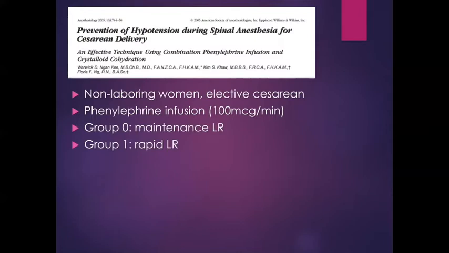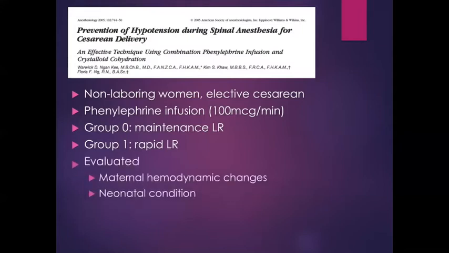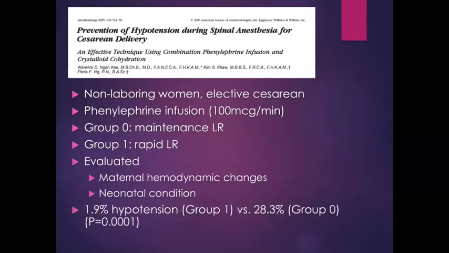In addition, the patients received an infusion of lactated Ringer's. It was given either rapidly or at a minimal maintenance rate. Maternal hemodynamic changes and the neonatal condition were compared. And the results show that only 1 in 53 patients, or 1.9% in group 1, that's the rapid LR bolus, experienced hypertension versus 28.3% in group 0.